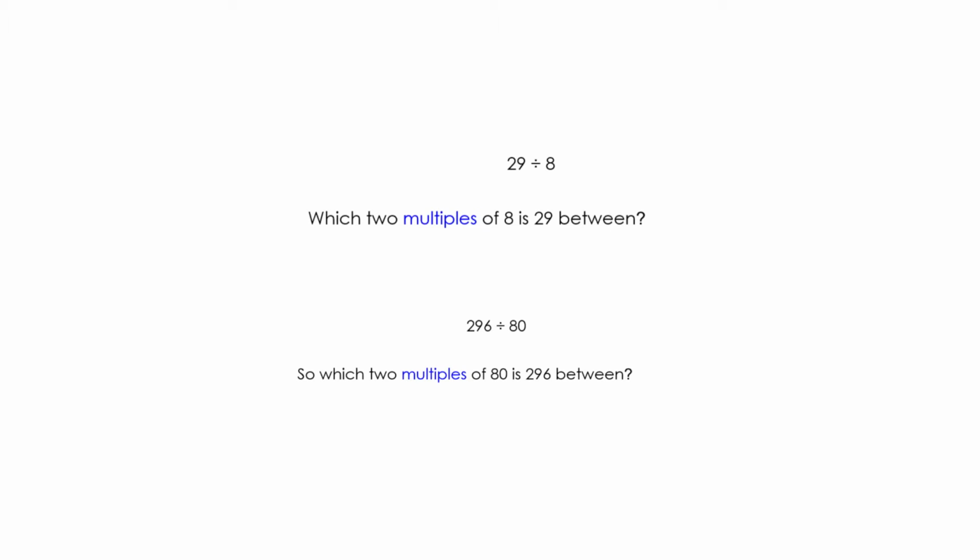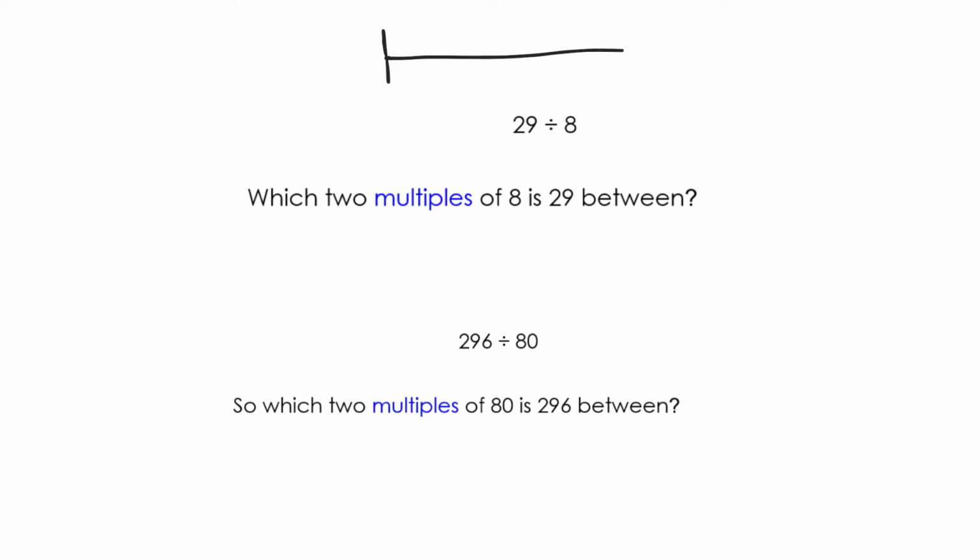So which two multiples of 8 is 29 between? So if we were to do 8, start with 0. We have 8, 16, 24, and 32. These are the numbers that are multiples of 8. So this would be 0, 1, 2, 3, 4. And the reason why it's 1 is because 8 times 1 is 8. 8 times 2 is 16. 8 times 3 is 24. 8 times 4 is 32.